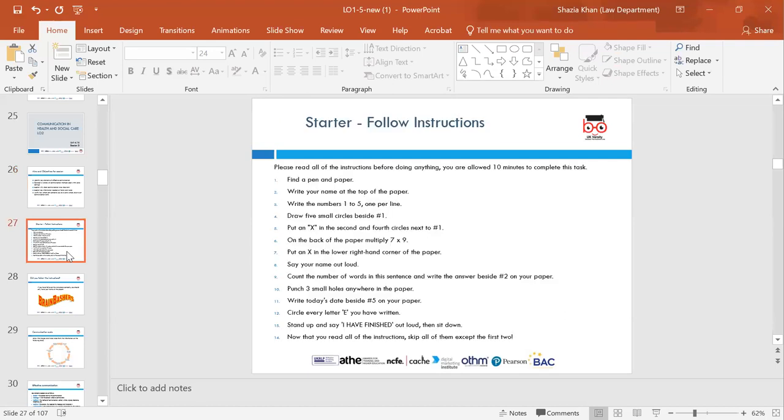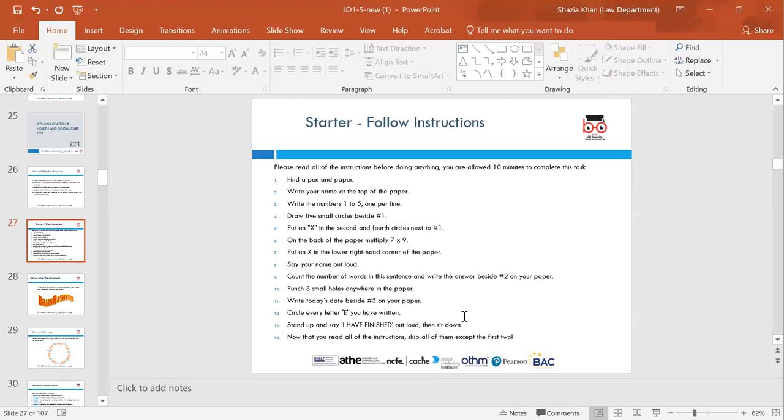So the starter is to read all the instructions before doing anything. This is a task that you need to do in your own time. So you need to find a pen and paper, write your name on top of the paper, write the numbers 1 to 5, 1 per line, draw 5 small circles beside, put an X on the second and fourth circles next to 1. On the back of the paper, multiply 7 times 9, put an X in the lower right-hand corner of the paper and say your name out loud.